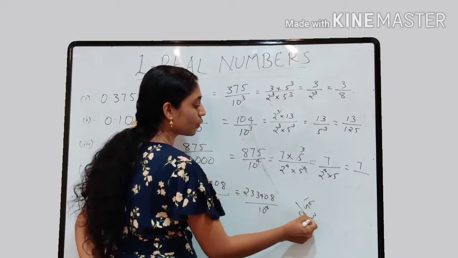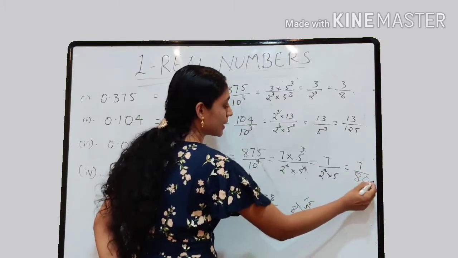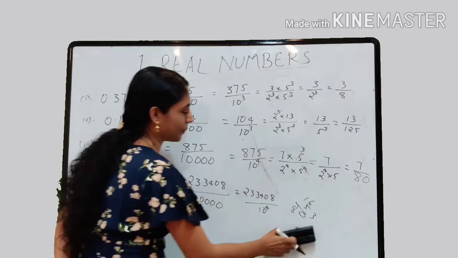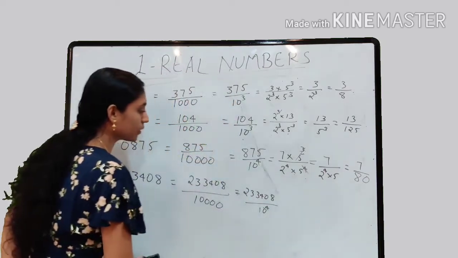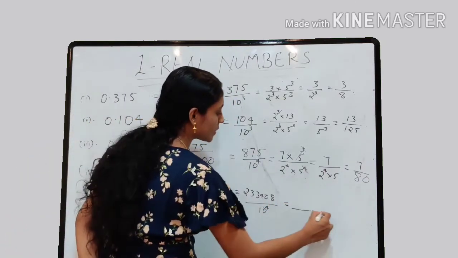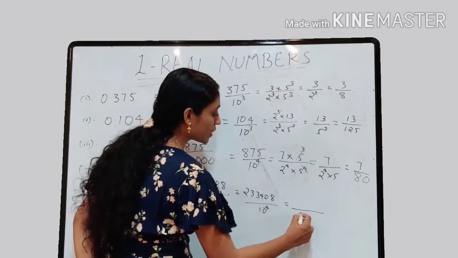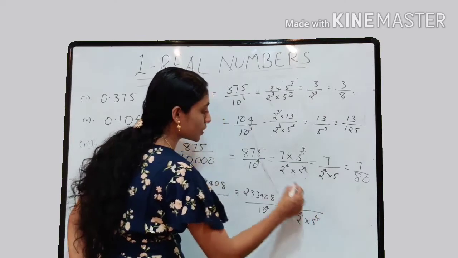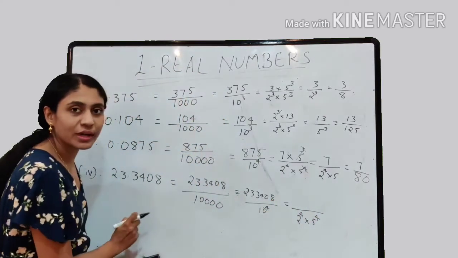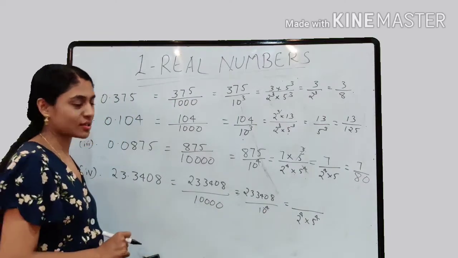What is 16 into 5? 80. So this can be expressed as 7 by 80. And what about the next one? This can also be expressed in the denominator as 2 raised to 4 into 5 raised to 4, because we just proved that 2 raised to 4 into 5 raised to 4 is 10,000 or 10 raised to 4.